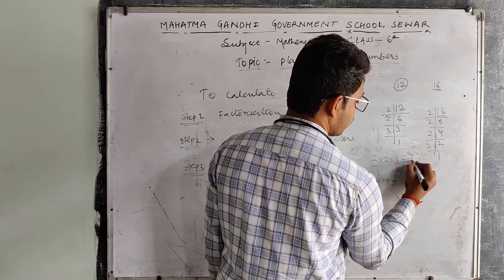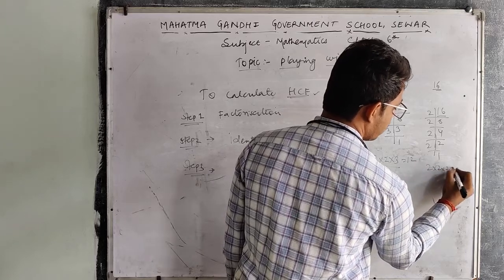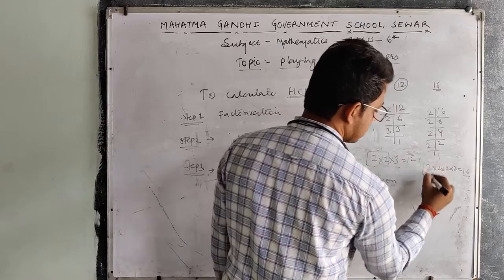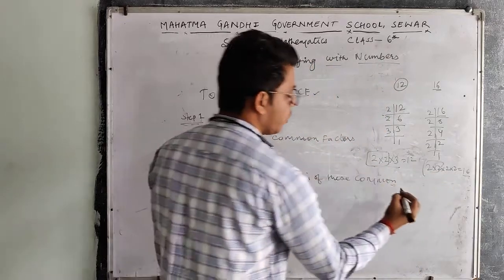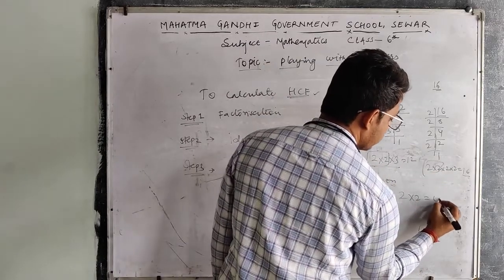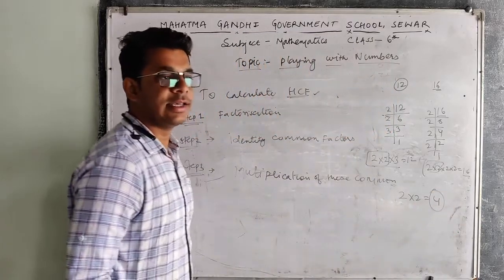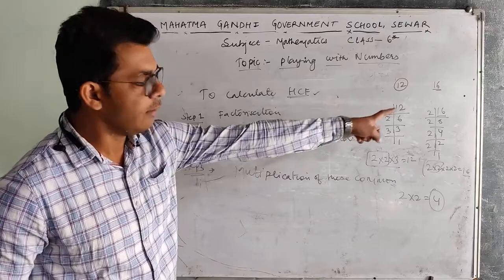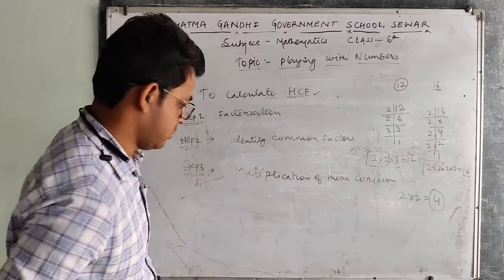Step 2, 12 is 2 into 2 into 3, 16 is 2 into 2 into 2 into 2. What are the commons? These are these. 2 2s are common. 2 into 2 is equal to 4. So 4 is the highest common factor between 12 and 16.